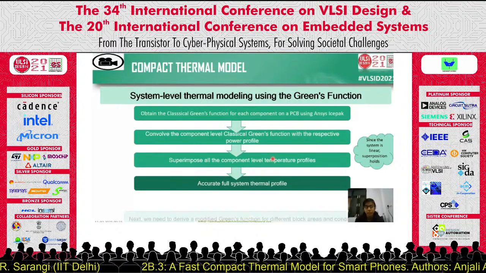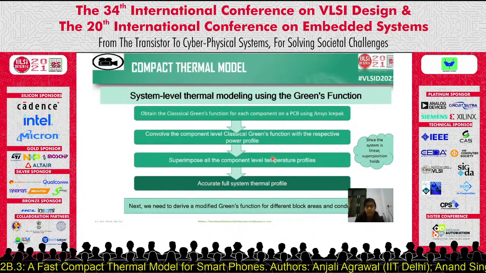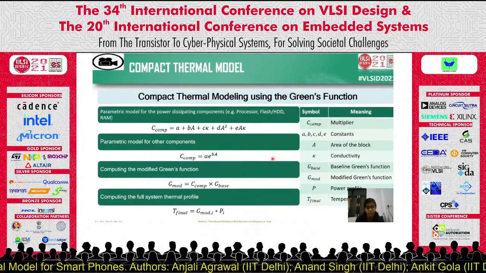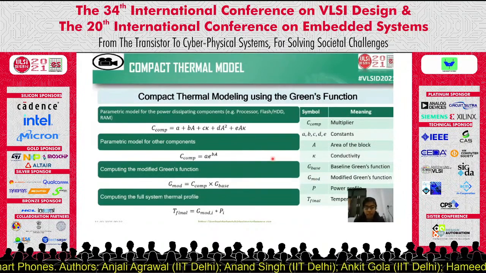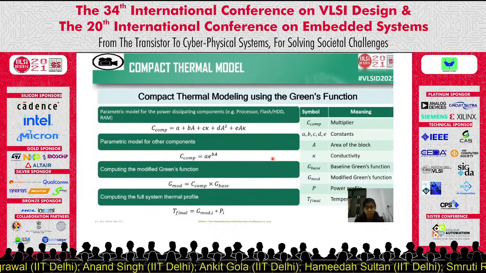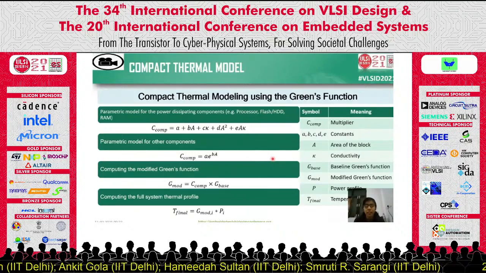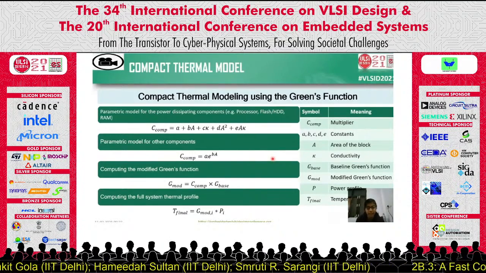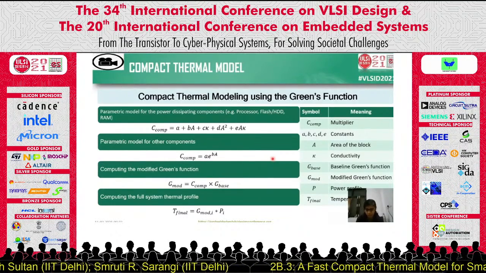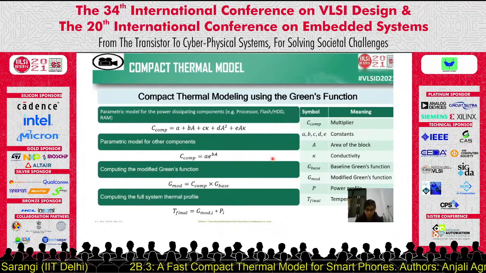Next, we need to derive a modified Green's function for different block areas and conductivities, which can help us to model multiple block configuration properties. To do so, first we collect a large amount of temperature data by varying blocks like the CPU, flash, RAMs, etc. The most significant parameters were found to be the area and the conductivity. So we try to find a CComp which takes the area and conductivity as parameters.